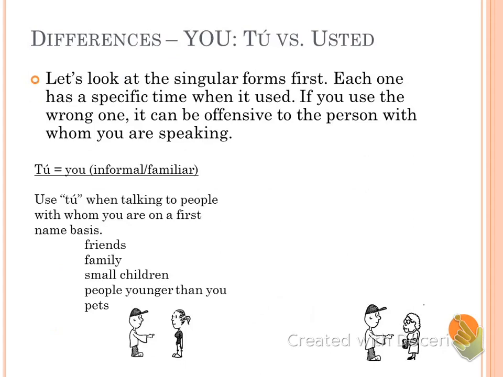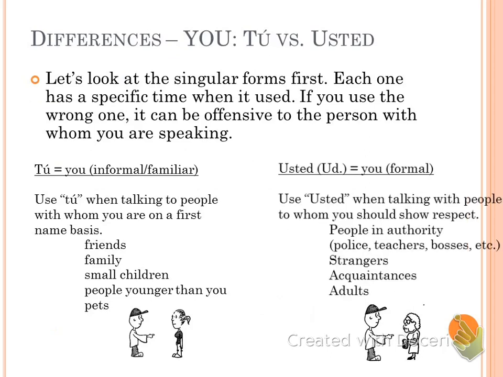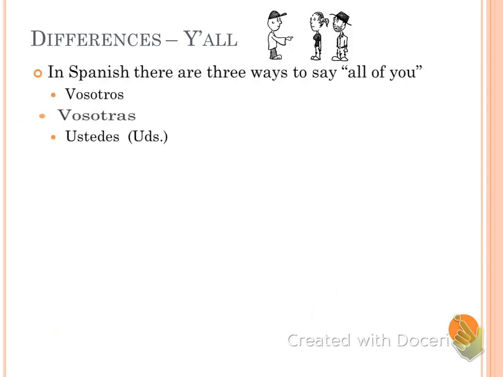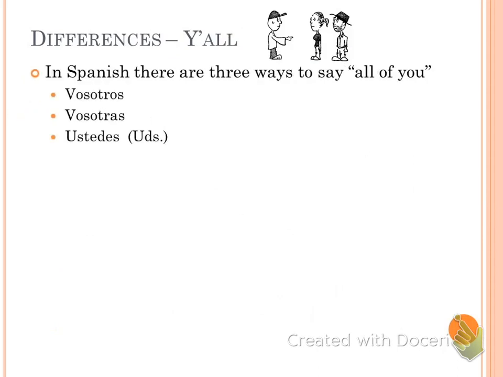Tú you use with somebody that you know well, somebody you're familiar with, so you're informal with them. Formal you use with people that are older than you, people that are in higher positions than you. Basically, it's a respect thing. So there's actually different words to show respect. So we talked about formal, informal, and I want to make sure that you understand about the y'all part.